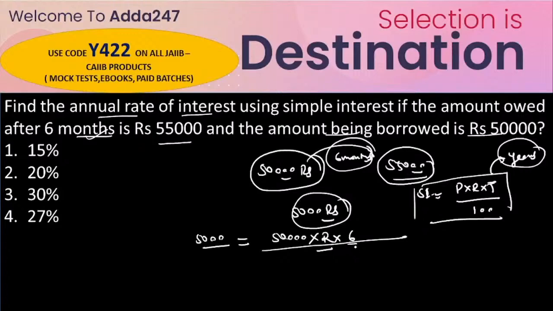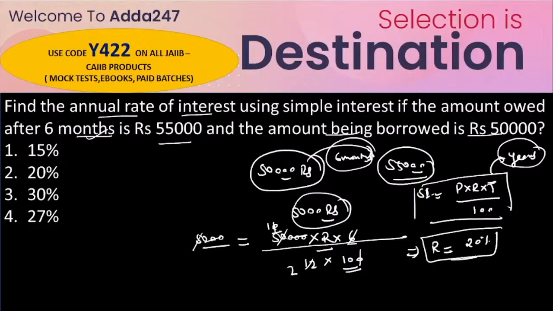Say annually or say yearly. So it can also be rewritten as 6 by 12, divided by 100. Okay, so now if you solve this calculation, you will get the value of 20%. Okay, so from this calculation you can find the value of the rate of interest, that is 20%.